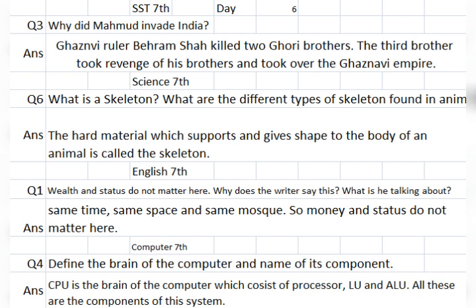Computer class 7 Day 5: What are input devices and what are output devices? The devices which are used to input data into the computer are called input devices, and the devices that are used to get some output are called output devices.